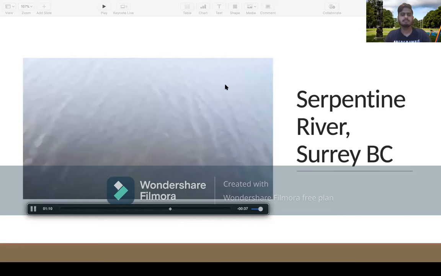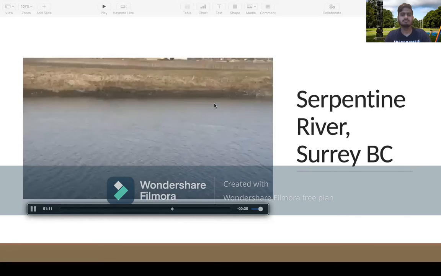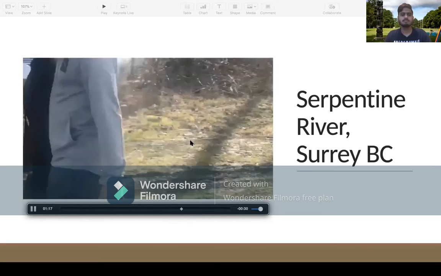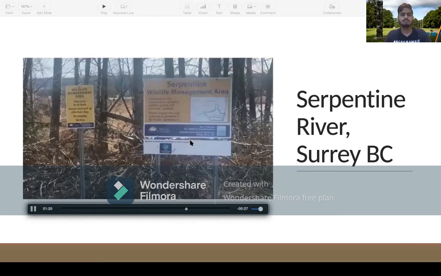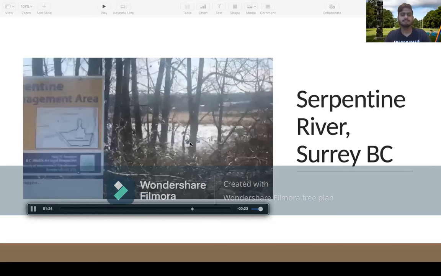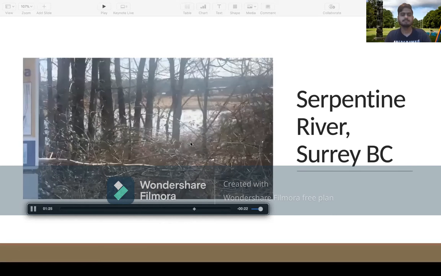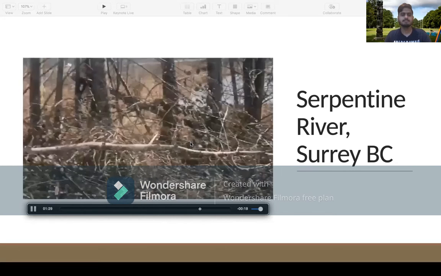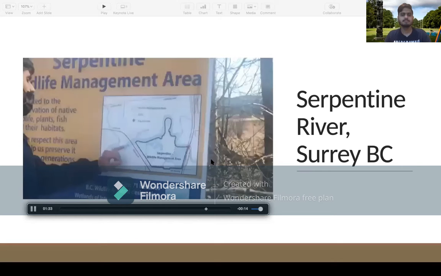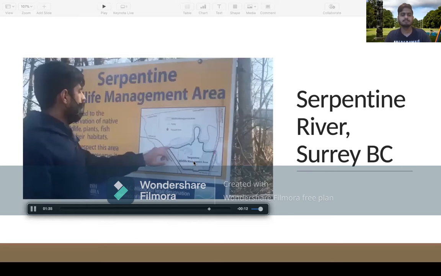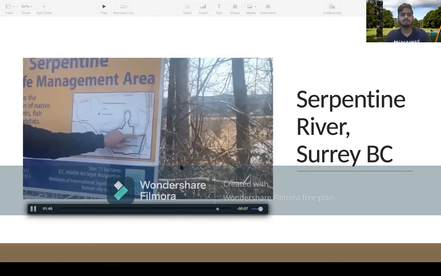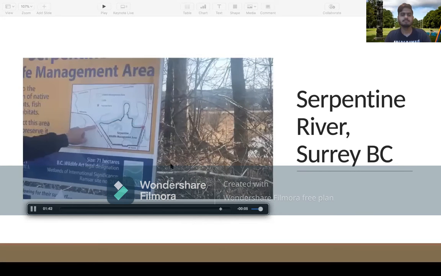So as you can see over this side, this is the Serpentine Wildlife Management Area near the Van Dyke Trail. And this is where there's a lot of waterfowl and migratory birds. So it's dedicated just to the plants, fishes, and habitats. We are located right over here, and this is King George Boulevard, and this is the river. And as you can see, it has a meandering shape, and these are the trails around here.